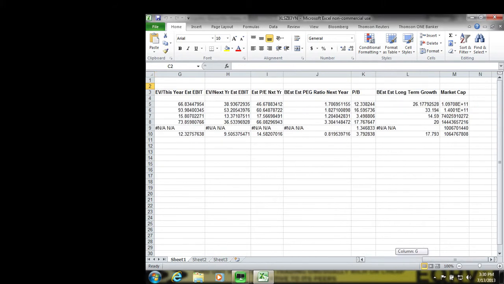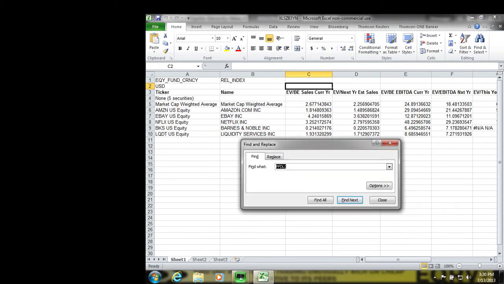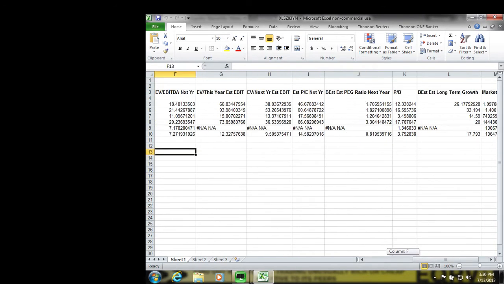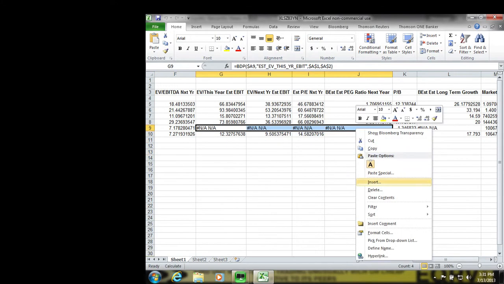And again, for the things that are NA, what you can do is just find and replace. So wipe the N/A and replace them with blanks. Well, theoretically. I don't know if I spelled it right, but in this case, I'll just wipe them out. Yeah, let me just do this. Clear the contents.